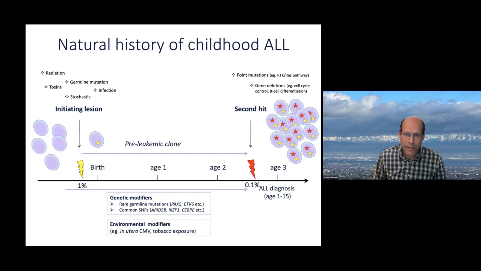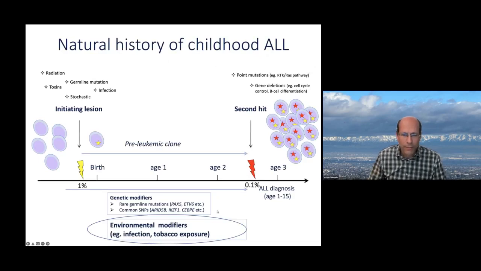Now, our work in the past years has really focused on looking at environmental exposures and etiologies at two particular time windows in childhood development. That is during pregnancy, where we know that there are initiating lesions for childhood leukemia that are present at the time of birth, and early in the child's life, where secondary genetic changes occur, which then cause the eruption of the leukemia as a disease. And there are certainly genetic modifiers involved here. I'll focus specifically today on environmental modifiers, infection and tobacco exposure.